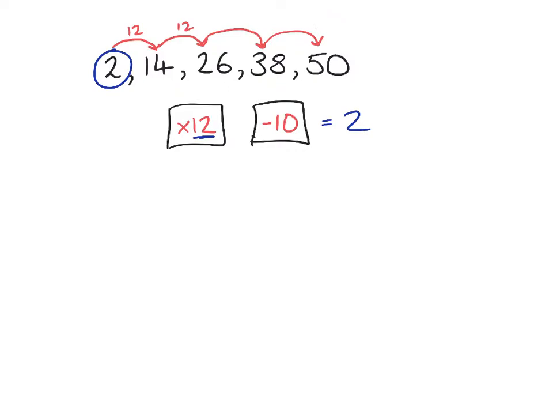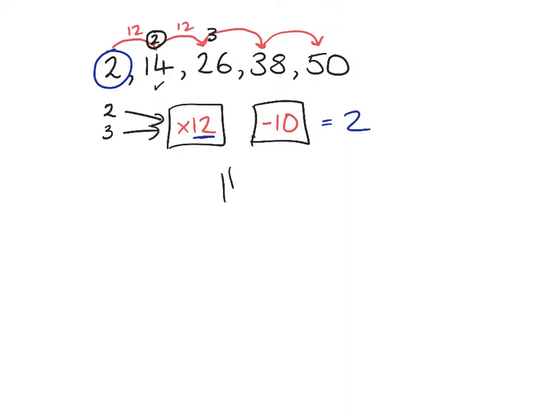So we've already done the 2 once. So let's do the second term, which is 14. If we put 2 in, do we get 14? 2 times 12 is 24. Take away 10 is 14. We do. Let's try 3. 3 times 12 is 36. Take away 10 is 26. So yeah, it does work.